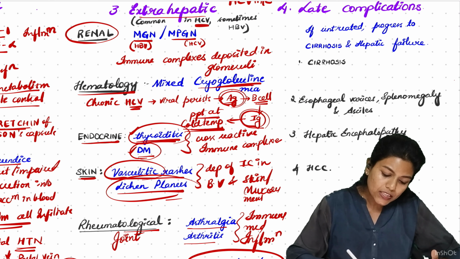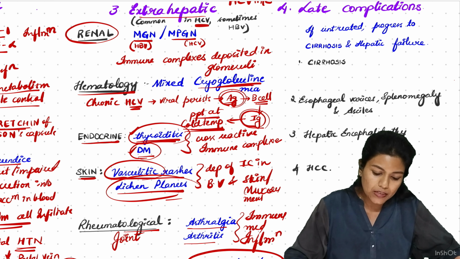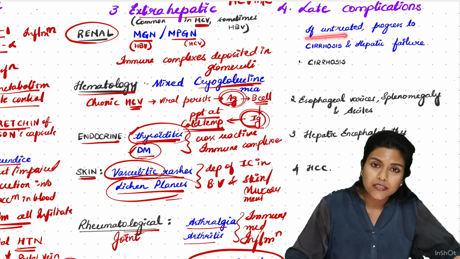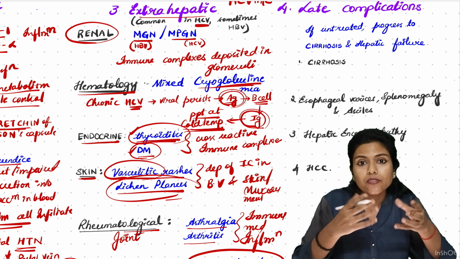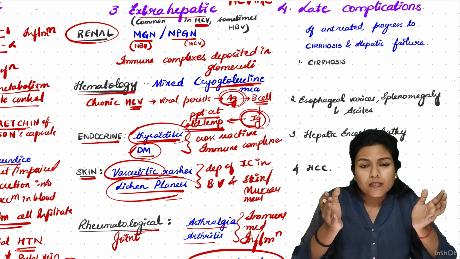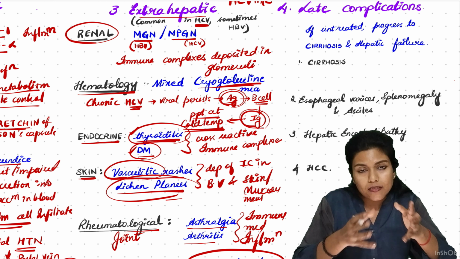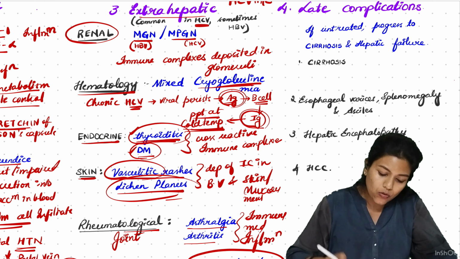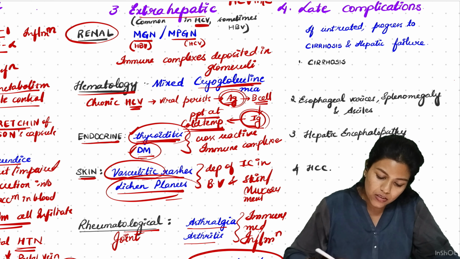So coming to the late complications of chronic hepatitis, if it is untreated, it will progress to cirrhosis. Cirrhosis is the total fibrosis that we have studied in the morphology, the bridging fibrosis. Because of this cutoff of blood supply, everything will collapse. The regenerative nodules, all the cells, the bridges, everything collapses, because of which there is cirrhosis. Cirrhosis occurs and hepatic failure.